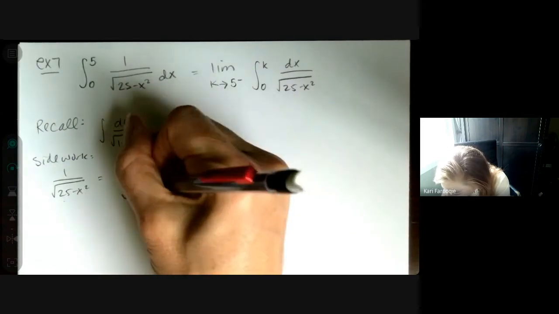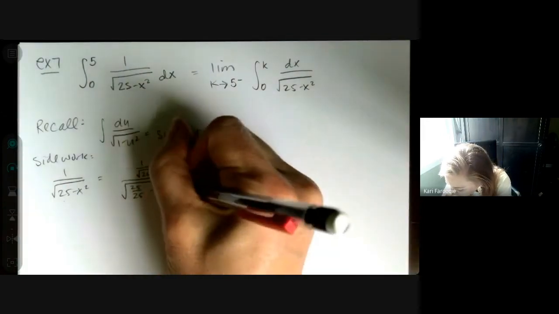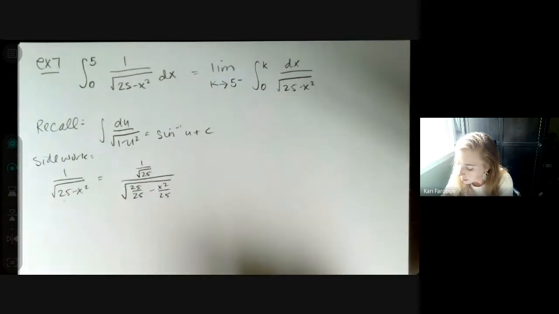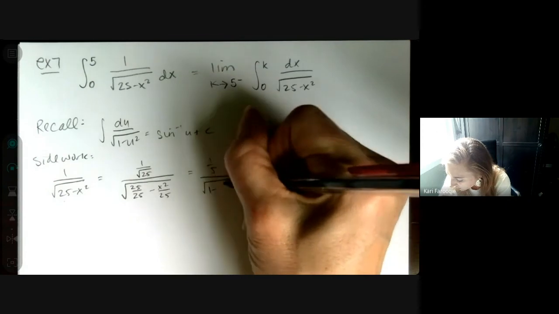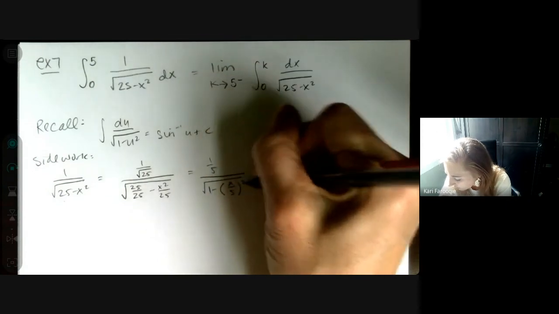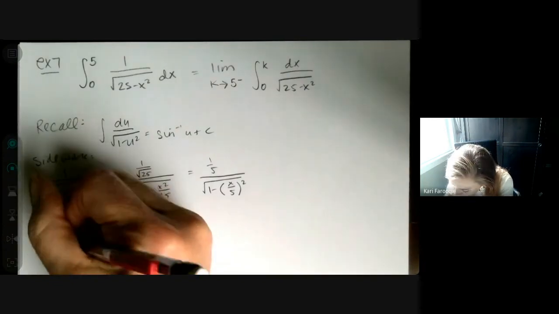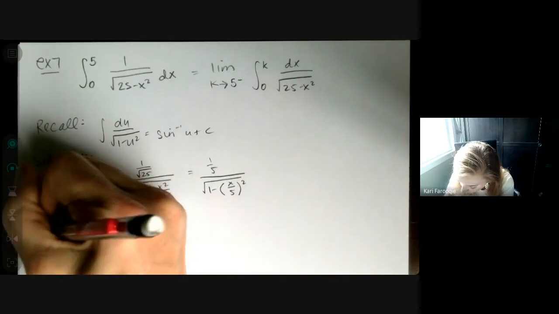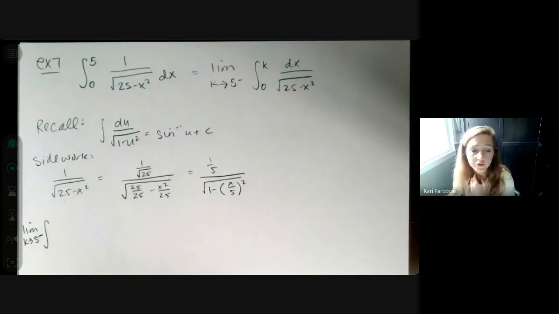So when you're inside the radical and you divide by 25, it's assumed that it's the square root of 25 because it's under the radical. So you'll have 1/5 divided by the square root of 1 minus, and then take the square root of 25, and you'll get x over 5 quantity squared. When you square that, you get x squared over 25. And then you are ready to go. We have the limit as k approaches 5 from the left.